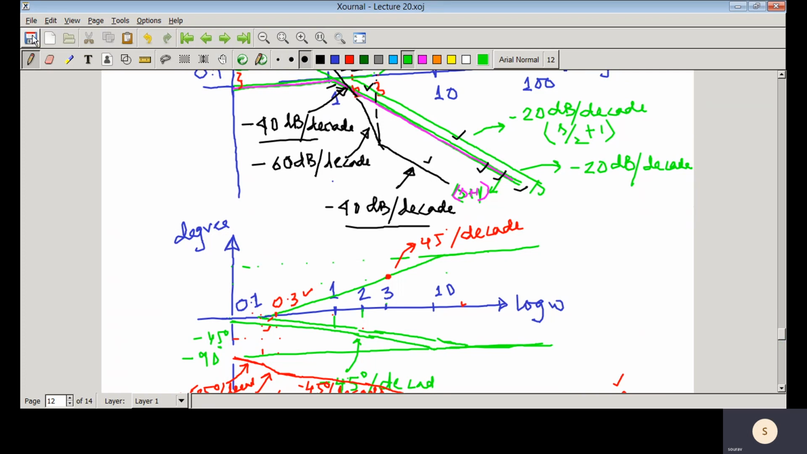So in the next lecture, I will be showing how to plot the second order terms. We have already discussed what would be those values in the low frequency and high frequency, and what would be the value at corner frequency omega n, and how the gain depends on zeta. So in the next class we will be solving one problem, and then we will complete the Bode plot.